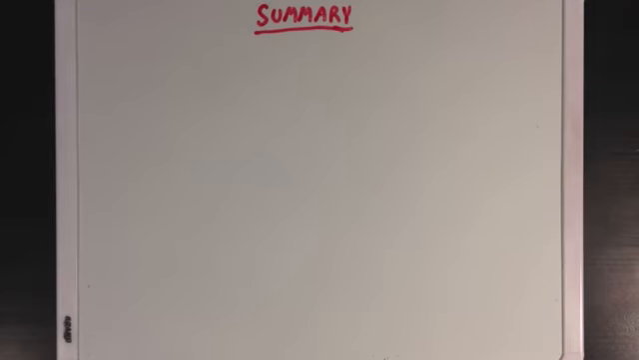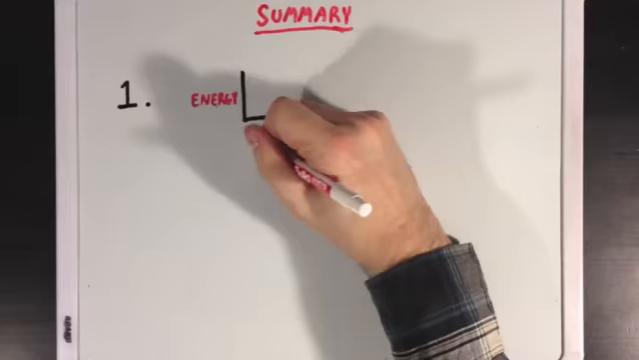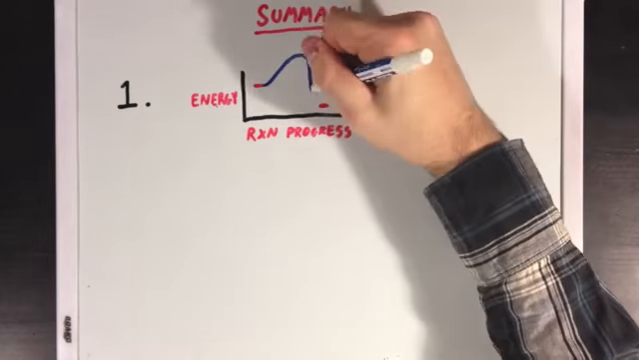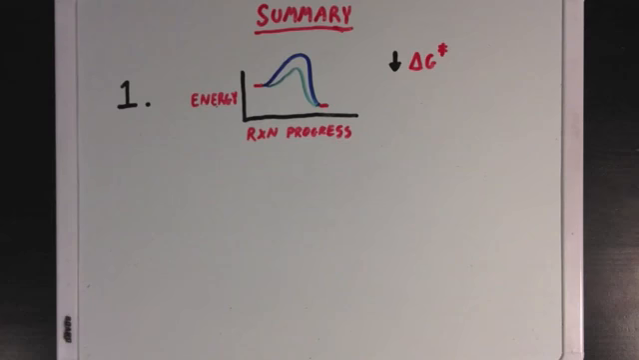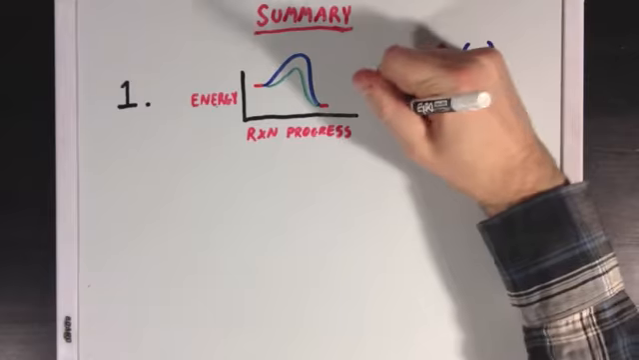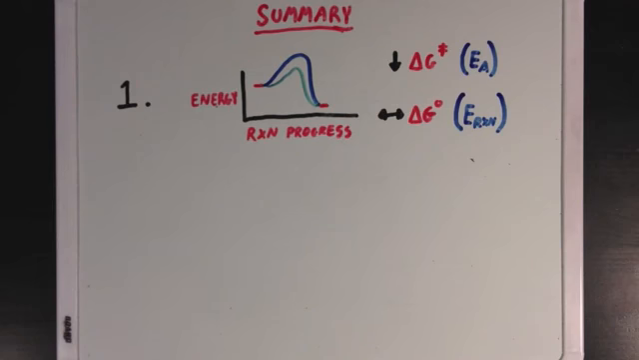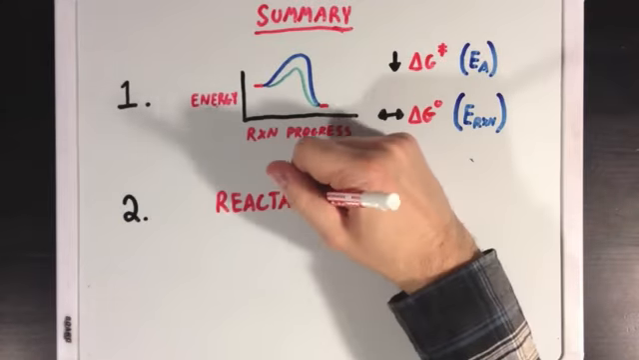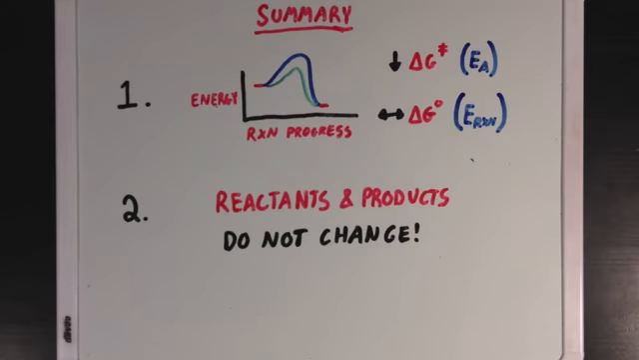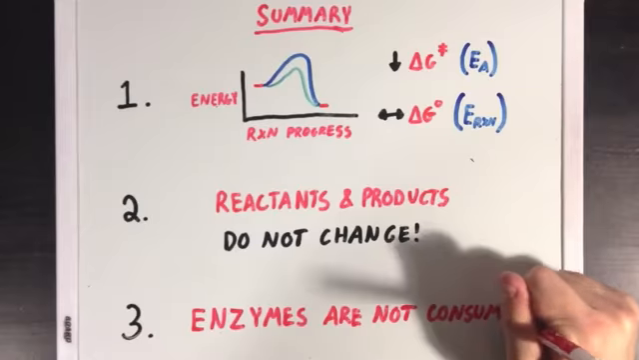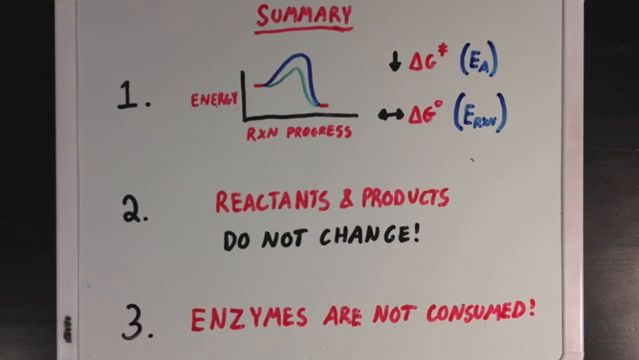So what did we learn? Well, first we learned that enzymes work by lowering the free energy of activation of a reaction, making it much easier for the reactants to transition and form products. And we also learned that the free energy of the reaction doesn't really change when you use an enzyme and when you don't. Second, we learned that despite the change in pathway to get from A to B, the reactants and products do not change when using an enzyme versus when not using an enzyme. And finally, we learned that enzymes are not consumed when they catalyze a reaction, and the same enzyme can catalyze reactions over and over again.